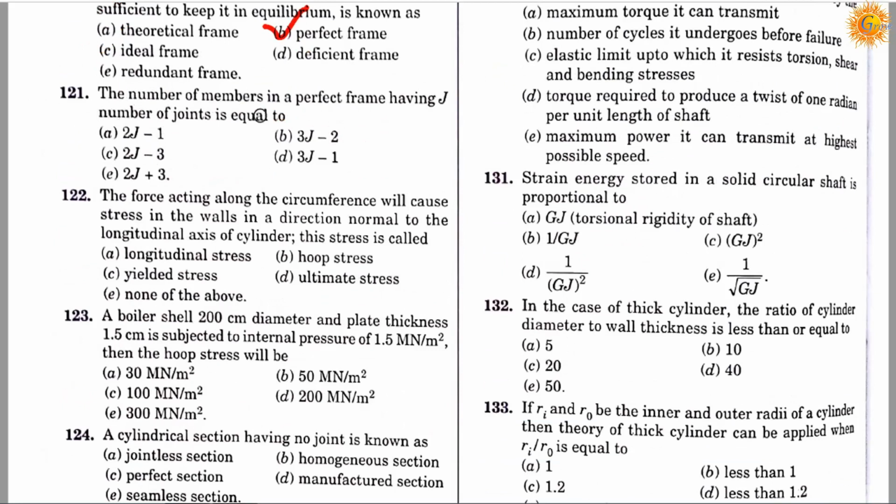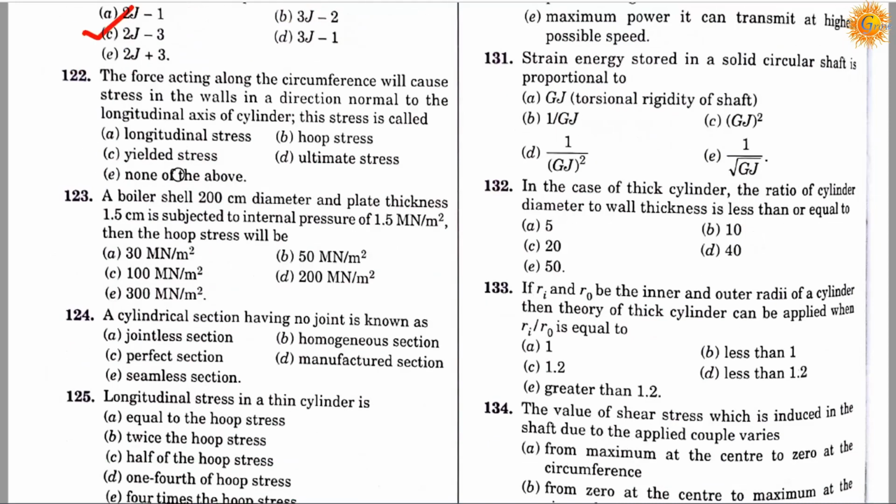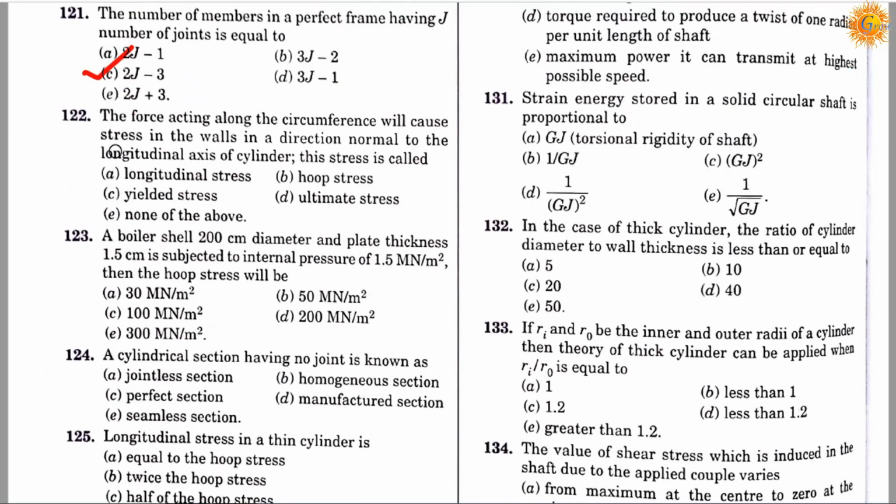Question number 121. The number of members in a perfect frame having J number of joints is equal to option A 2J minus 1, option B is 3J minus 2, option C is 2J minus 3, option D 3J minus 1, option E is 2J plus 3. Correct answer is C. It will be 2J minus 3.